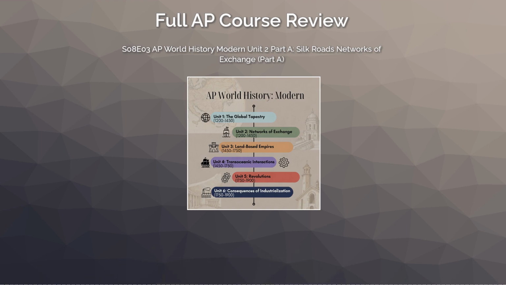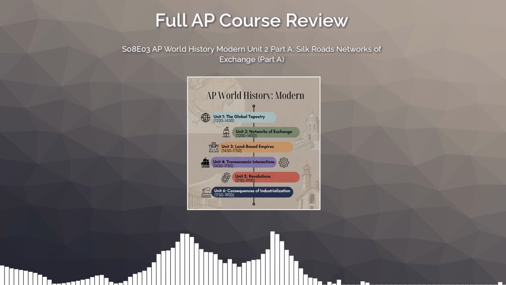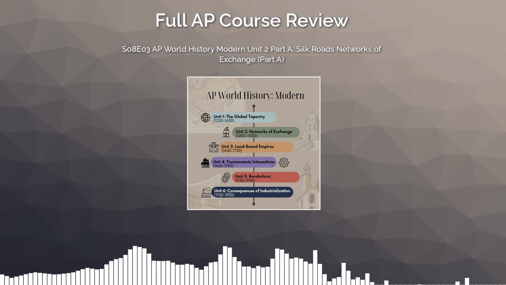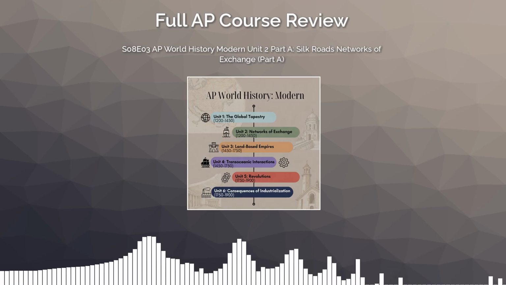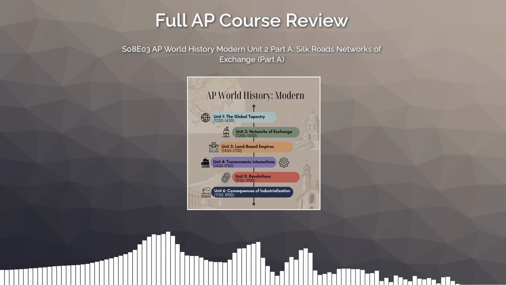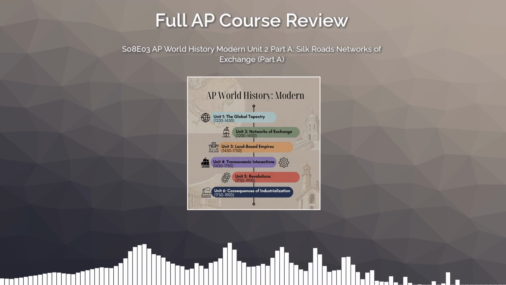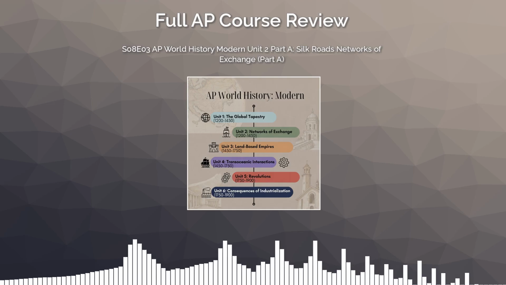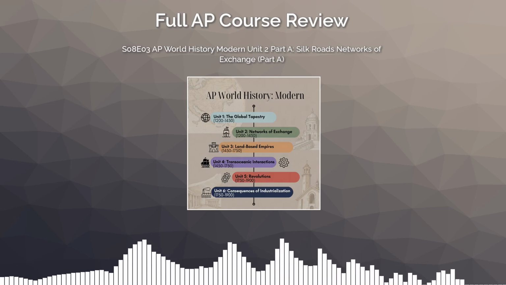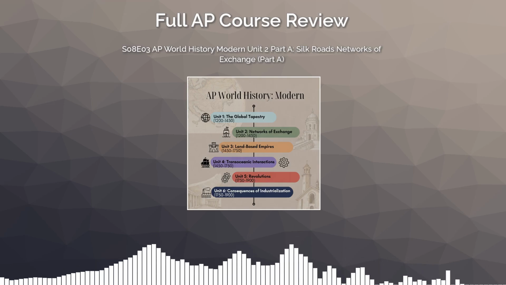Key port cities, and the geography you must know. For the AP exam, you need to be able to place the major nodes of this system. On the western end of the Indian Ocean, Aden and Hormuz served as crucial entrepôts. That's a French word the College Board loves, meaning a trading post or transit hub where goods are stored and redistributed.